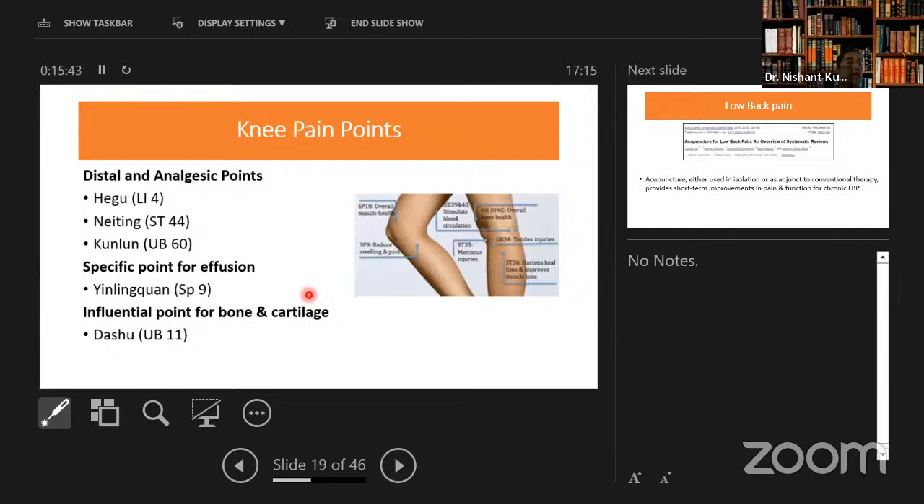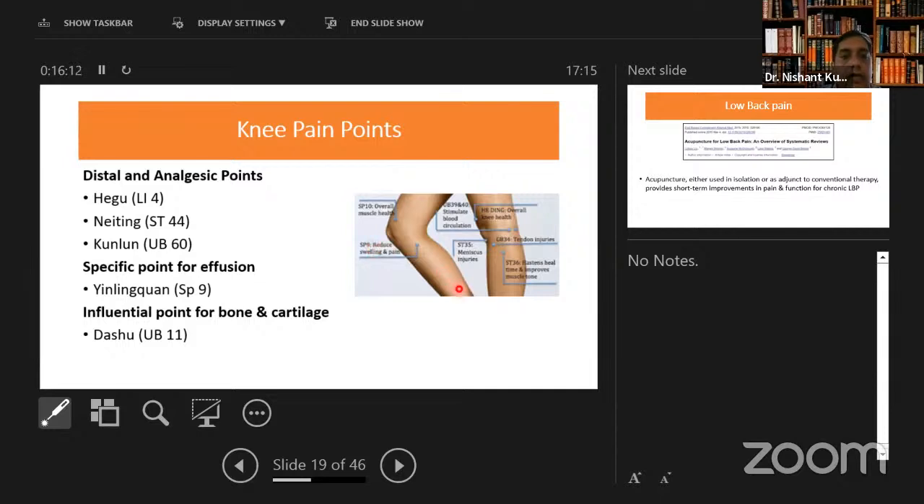Again, the distal points will be analgesic points, or points for the cartilage and other things. One important point is spleen 9. Spleen 9 is a very important point when there is effusion. In rheumatoid arthritis, there is a lot of effusion. If you use spleen 9, it will try to reduce the effusion in the patient with rheumatoid arthritis.